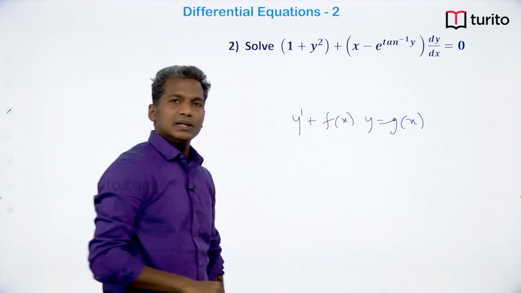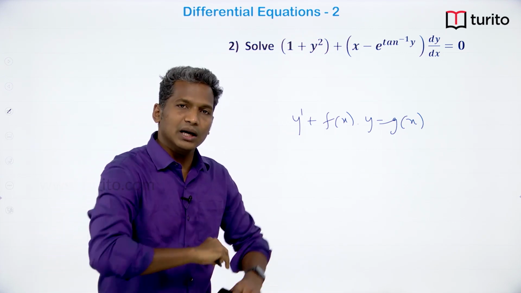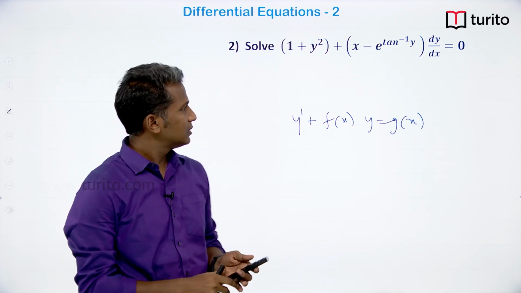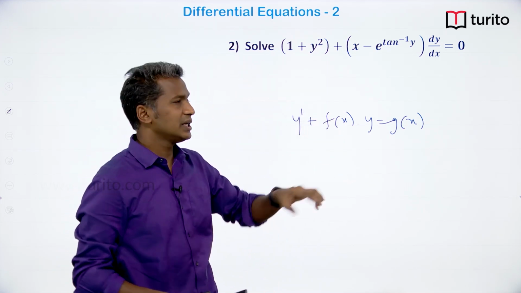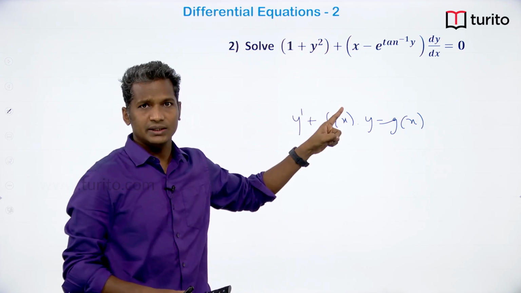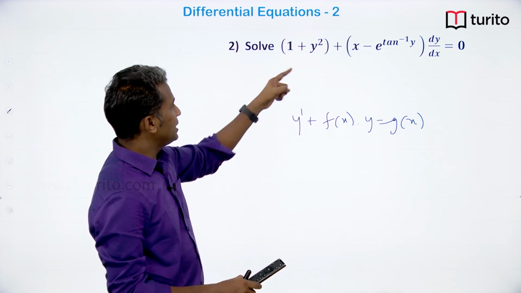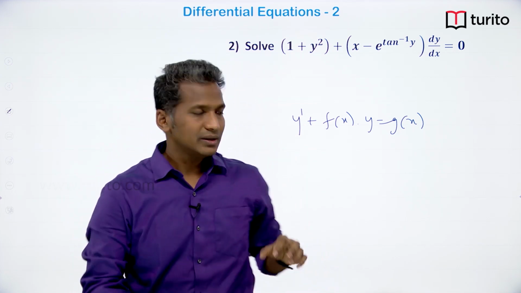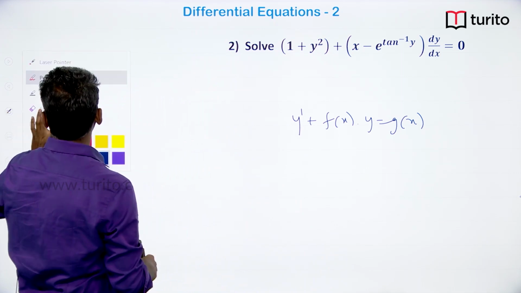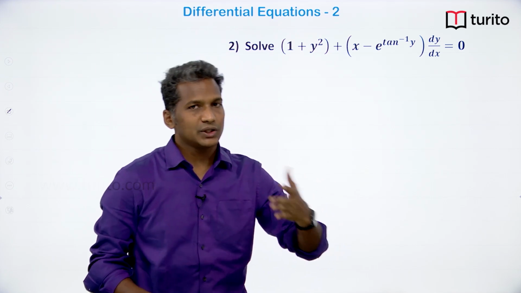So this means there should be one term with y dash, one term with y, and the other should be only in terms of x. But here there are more terms in terms of y than x. There is only one term of x. There is only one x available, which means here our primary variable is going to be x. So you have to assume that y is the input and x is the output and solve it.